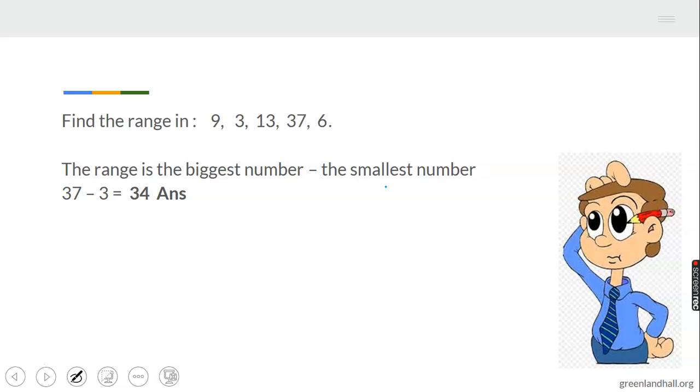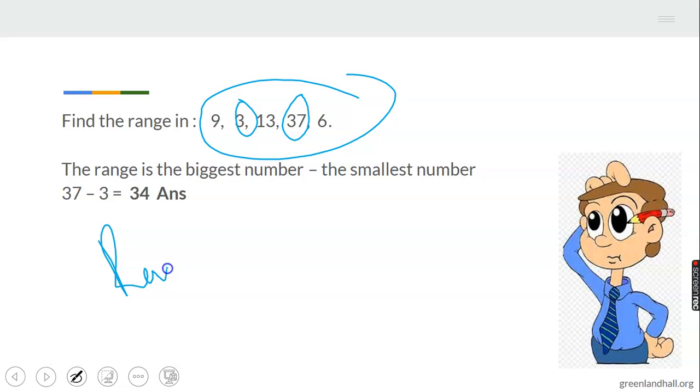We have other examples here. Find the range within the set of numbers 9, 3, 13, 37, and 6. Now, the range is the biggest number minus the smallest number. Here, what is my biggest number? 37. What's my smallest number? 3. 37 minus 3, that will give me what? 34. So my range here is what? Equals 34. Beautiful answer.